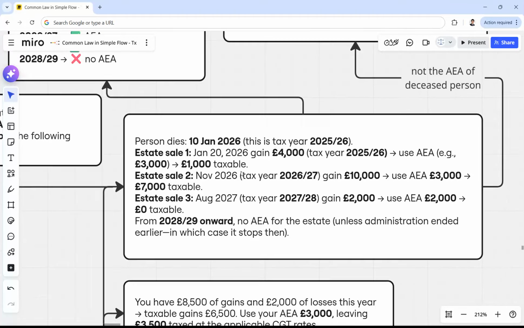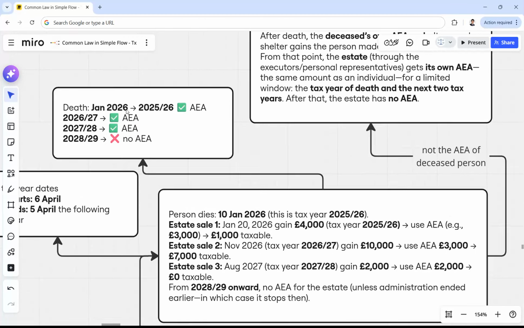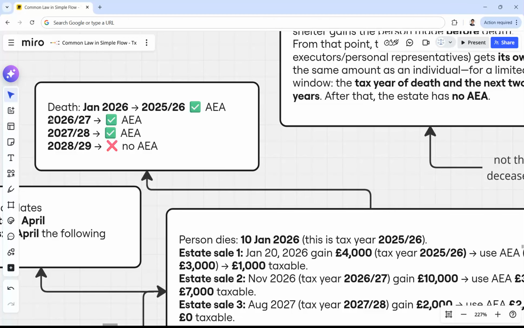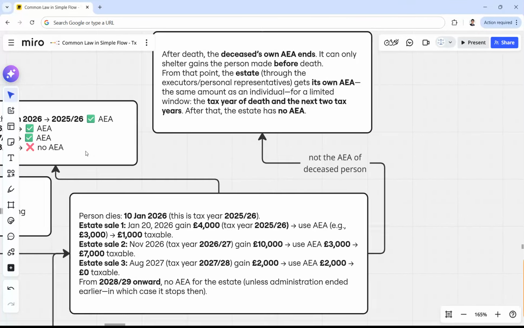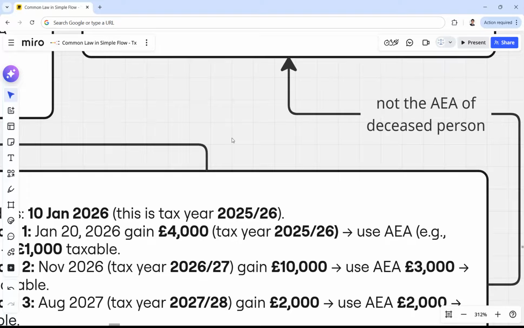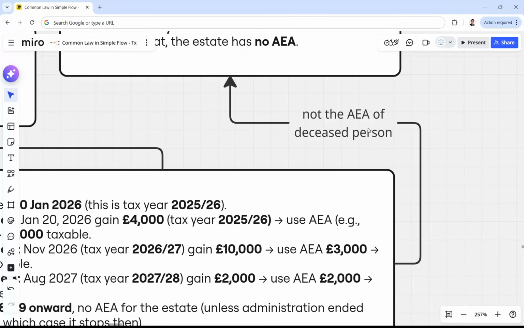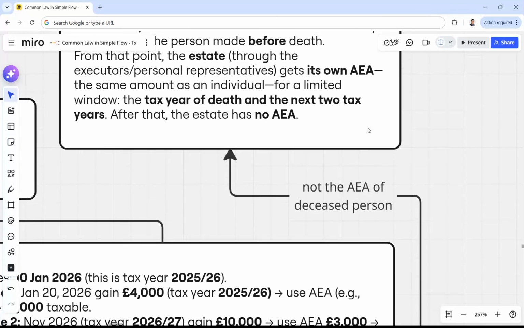But in this example, it spreads over the first year, which is the death financial year, and then we have the financial year of the second and a third. So basically we have 2 extra years, and starting from the fourth financial year, 2028-29, there will be no AEA. So not the AEA of the deceased person.